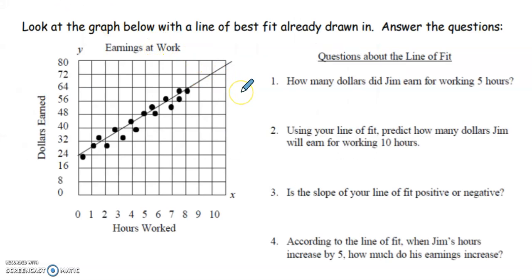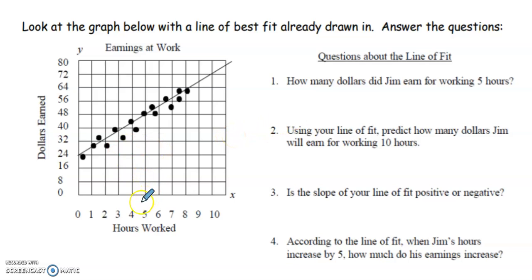So this is what you'll see in Schoology. They'll graph some data points for you and ask you questions. So the first question says, we're comparing the number of hours Jim worked to how much money he made. The first question asks, how many dollars did Jim earn for working 5 hours?